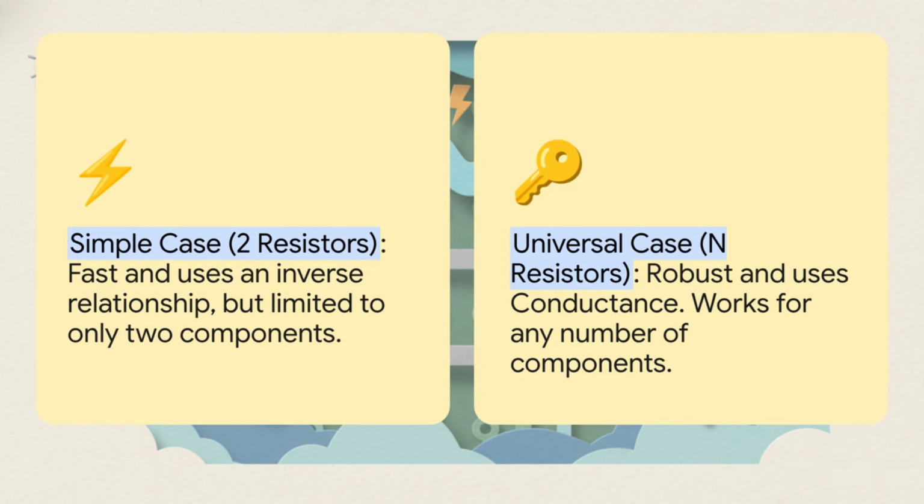So, to wrap it all up, you now have two powerful tools in your circuit analysis toolbox. If you've got a simple case with only 2 resistors, feel free to use that quick and dirty shortcut. But for any circuit with 3 or more parallel resistors, you need to pull out the big gun, the universal formula using conductance. This right here is your cheat sheet. Know when to use the right tool for the job.